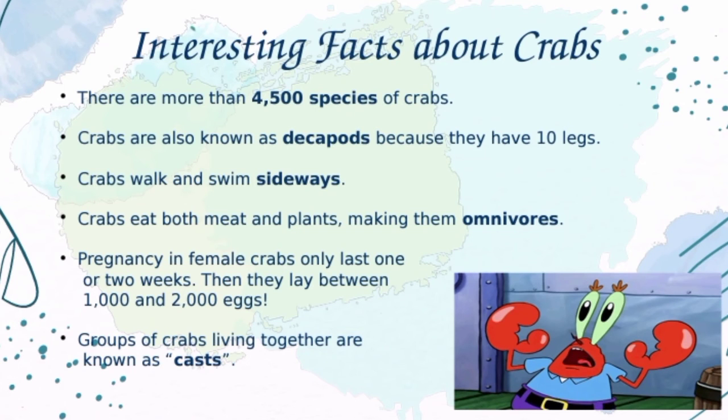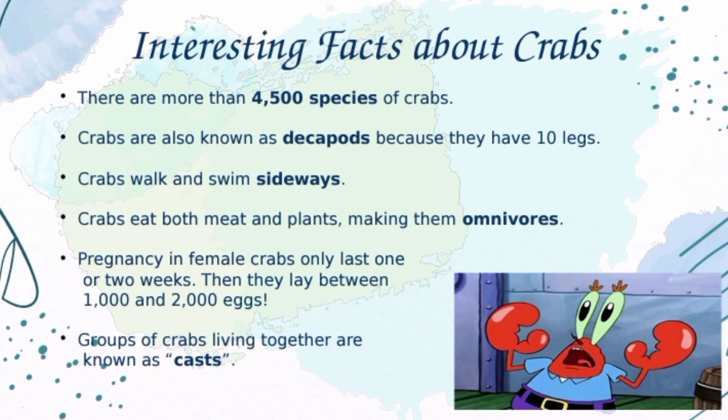So, next are the interesting facts about crabs. First, there are more than 4,500 species of crab around the world. And crabs are also known as decapods because they have 10 legs. Crabs walk and swim sideways because of the articulation of the legs, which makes a sidelong gait more efficient. However, some crabs can still walk forwards or backwards or in all directions.